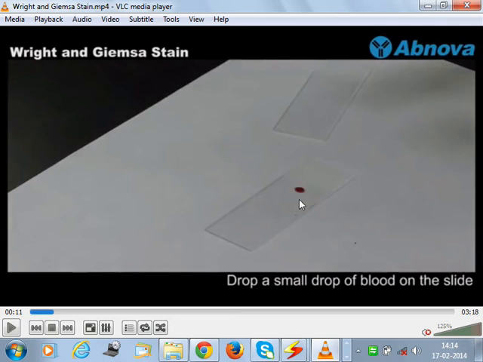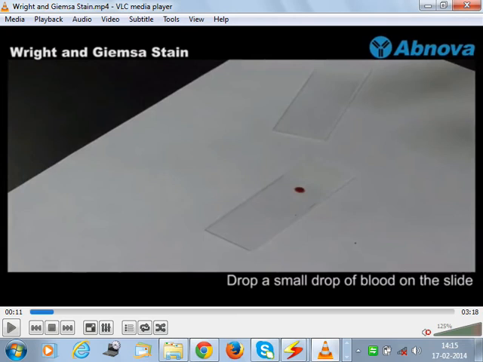Please note the size of the drop. It mustn't be too much or too little. The common mistake students do is they put a lot of blood. There we will have pipettes, where our amount will be guided, but here you just have to keep a drop. If you keep more blood, the smear will become too thick.